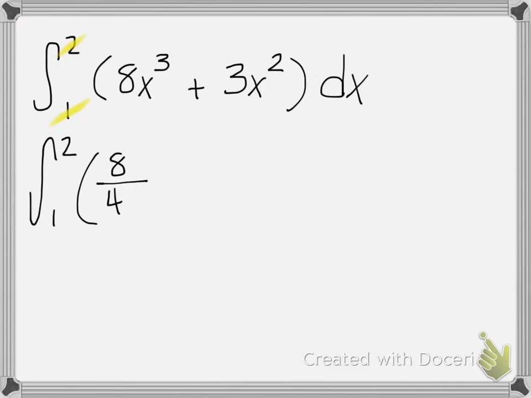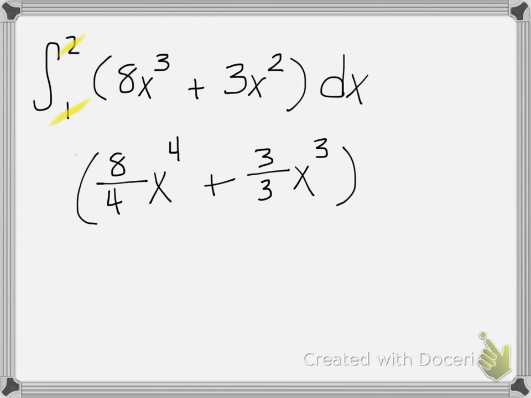Okay, so now that we have the 8 times 1 over n plus 1, we still have our x, and that is going to be to the n plus 1, and our n was 3, so plus 1 is going to be 4, plus we had 3 over our n plus 1, so that's going to be 2 plus 1 is 3, x to the n plus 1, so that's going to be 3, and the dx goes away, and our actual integral sign goes away, and that is going to be evaluated from 1 to 2.